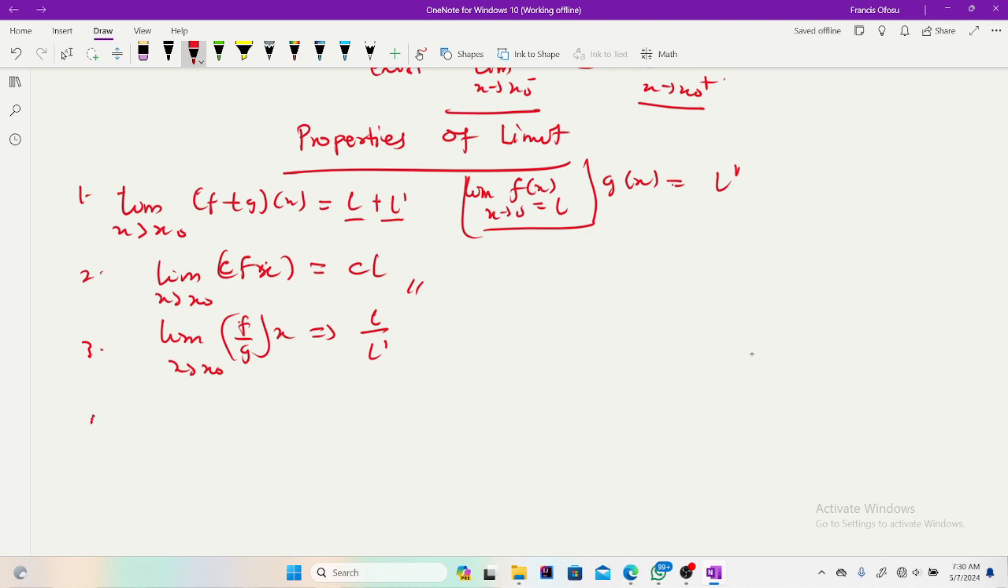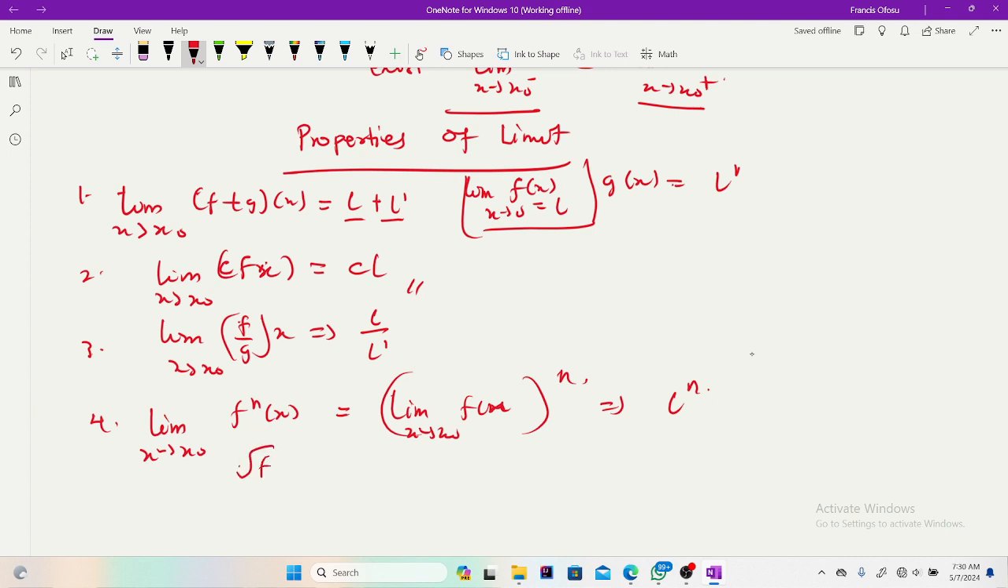The next one is if I take the limit as x approaches x naught of f of x to the power n, meaning I'm taking the power of my function f of x, whilst I know its limit to be L. Whenever you get this expression, just take the n out. You write the limit as x approaches x naught of f of x, all to the power n. Just open up and bring the n out, and obviously this will give us L to the power n. Likewise, if it were the square root of f of x, then our limit will be equal to the square root of L. So those are some properties of limits which I wanted to share with you in this video.